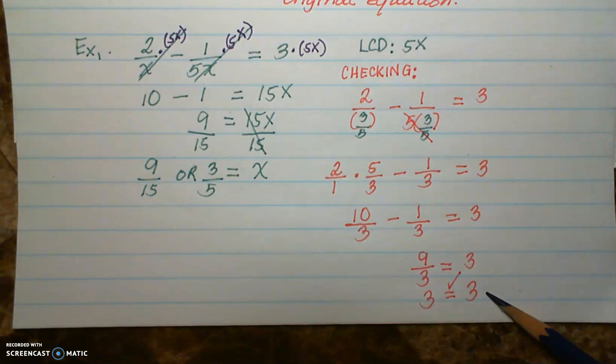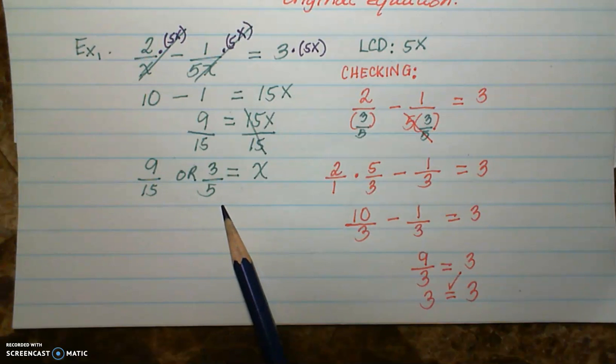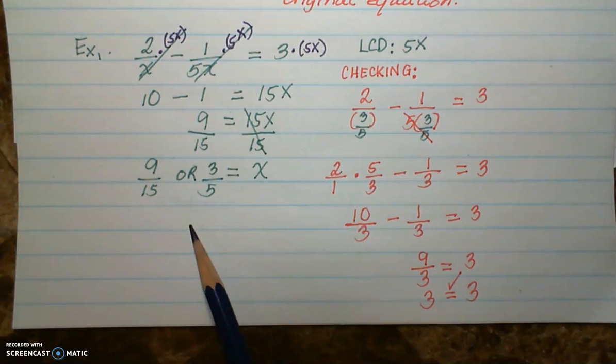And since this is a true statement, this answer here is a real solution. So therefore, this is not extraneous. This is a real solution. So therefore, the solution here is 9 over 15 or 3 over 5.